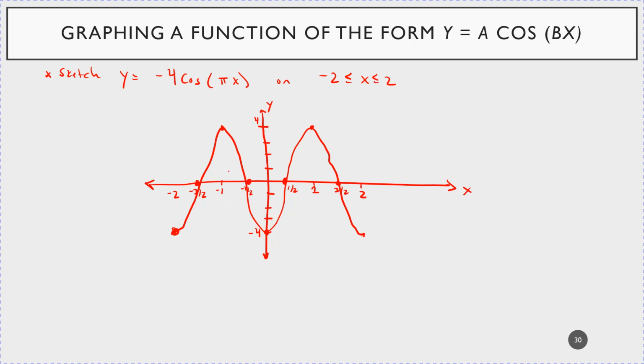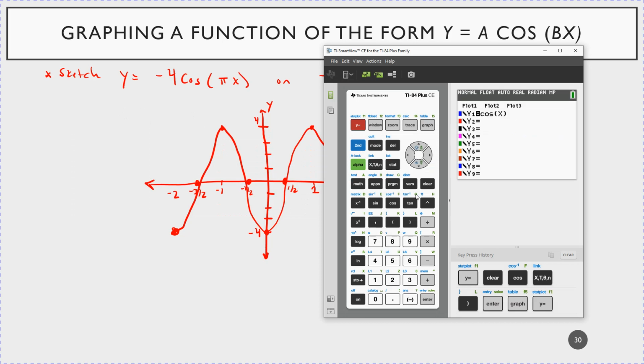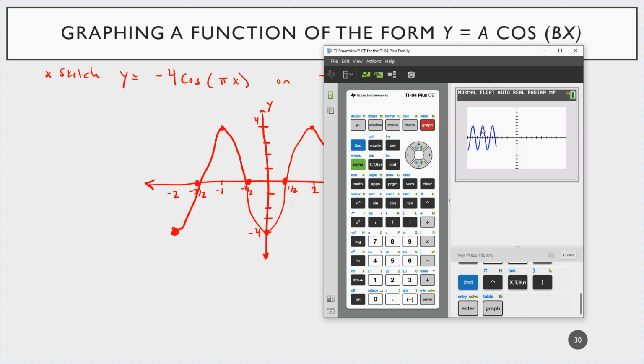Like that. And look, if it helps, if you even want to confirm this in our calculator here, so -4 times cosine of pi x, you can see the pattern. You can see exactly what I drew here.